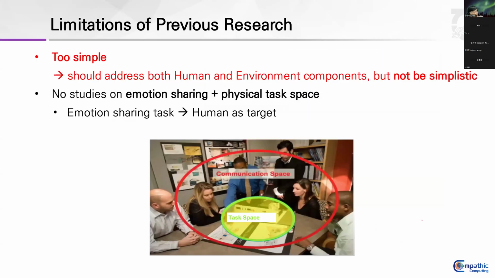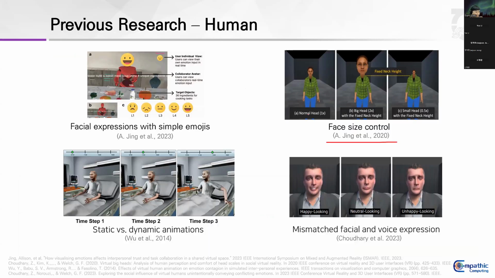So when I started my research, I thought previous research was too simple. We should address both human and environment components together, and it should not be simple like previous work. And I found that there are not many studies including emotional sharing and also a physical task. In previous studies, in the experiment, the participants simply talked to each other. That's all they did for the experiment.